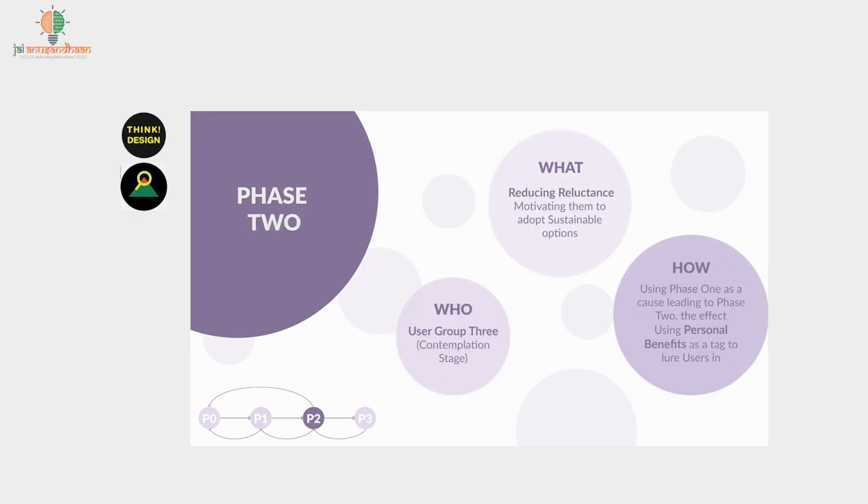Phase 2 involved reducing the reluctance. So, you had to motivate them toward sustainable options. You looked at user group 3, who knew about sustainability but were a little reluctant to do it. And then you looked at how to do it, using phase 1 as the cause leading to phase 2, the effect, using personal benefits as a tag to lure users in. So somehow you need to co-opt the users into adopting sustainable practices.